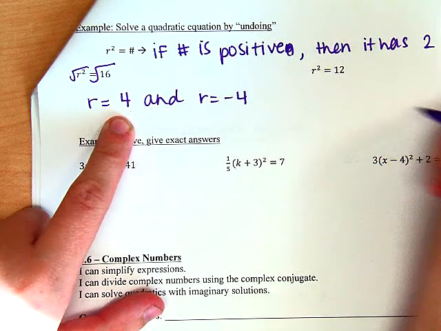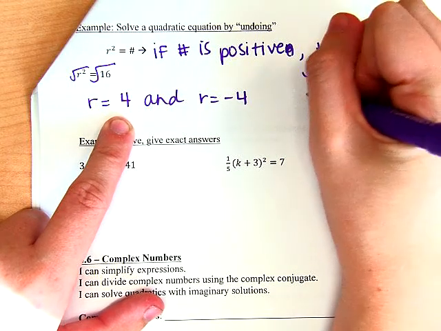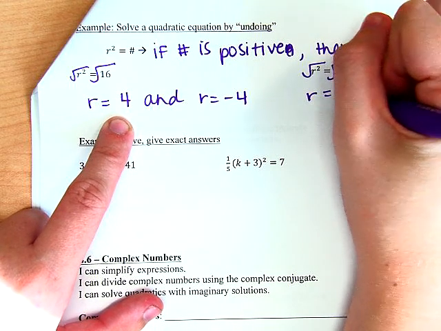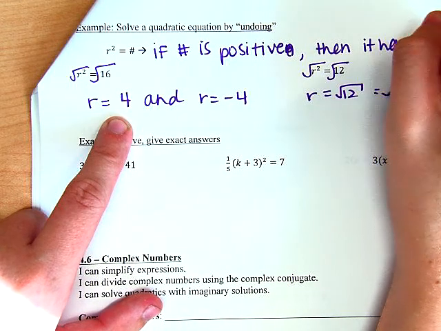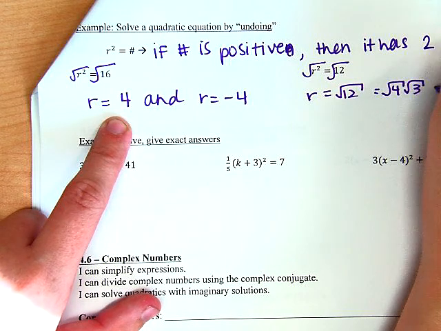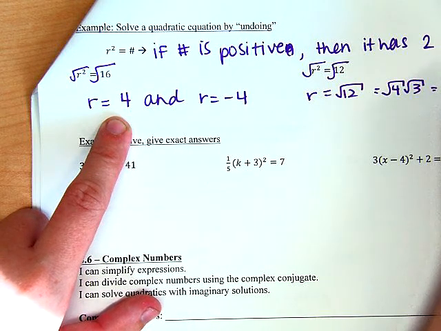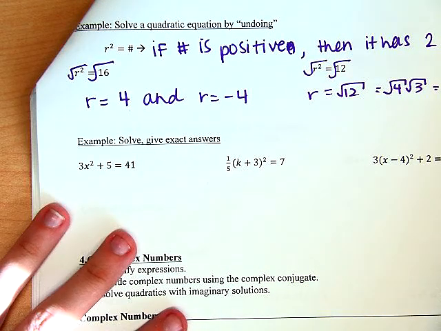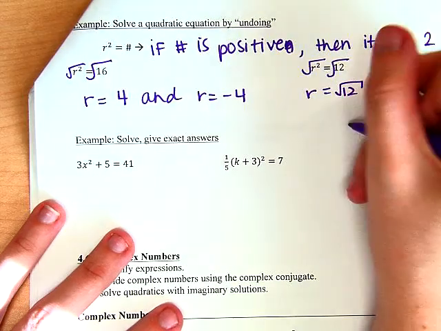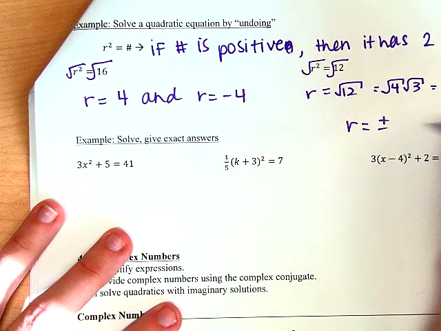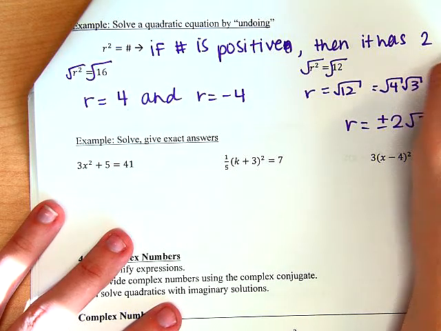So they both work. So when I take the square root here, I get r equals square root of 12, which we're going to simplify to square root of 4 square root of 3. So we got 2 square root of 3. So when we kind of want to write that as 2 answers, we get r equals plus or minus 2 square root 3.